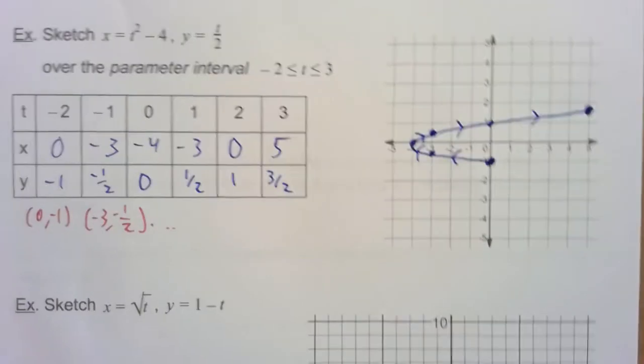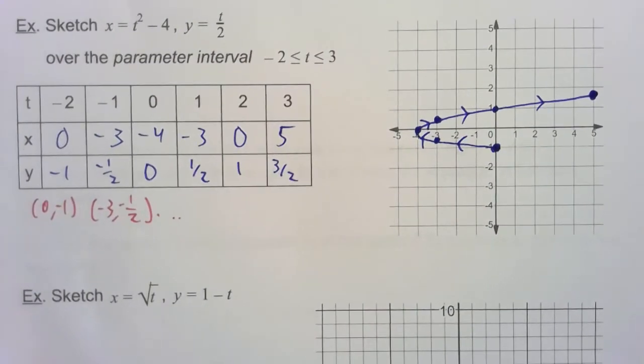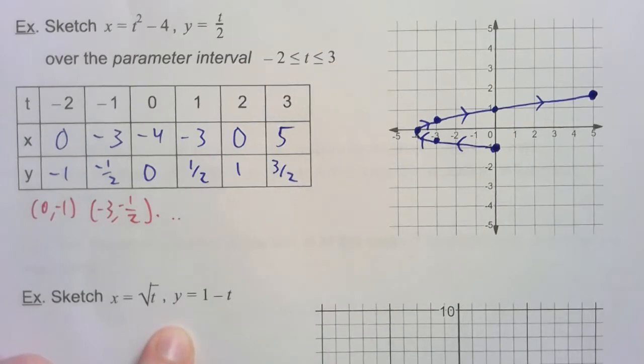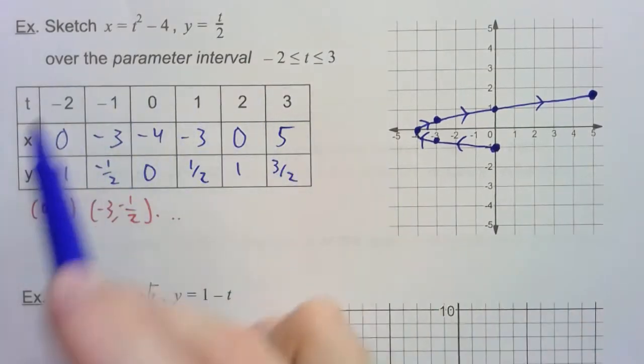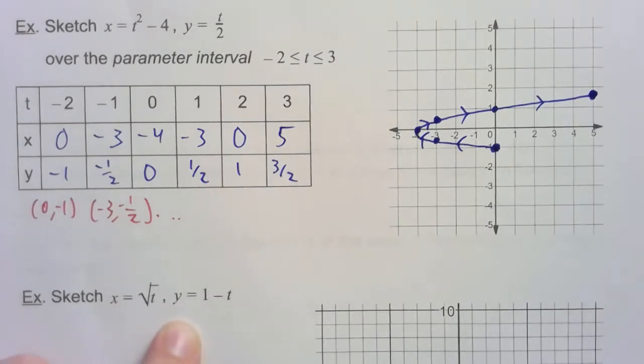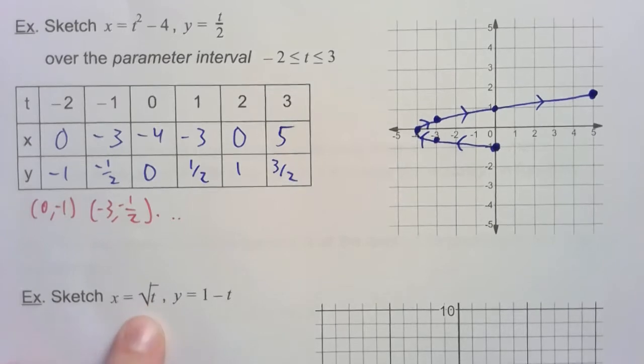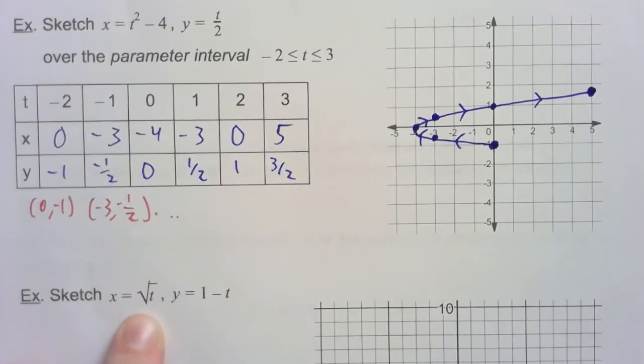All right, so why don't you try sketching the next one here. Notice this one, I'm not going to give you the parameter interval, so you're going to have to think of your own t-values. You get to choose what the good t-values are. Notice you're square rooting t, so make sure you get the first t-value. What's the smallest number that you can square root? What's the first number that you can pick for t that's going to work? No imaginary numbers here, right? So what's the first number that you could have for t?